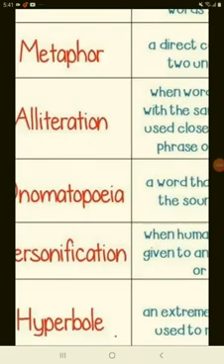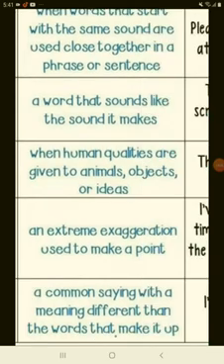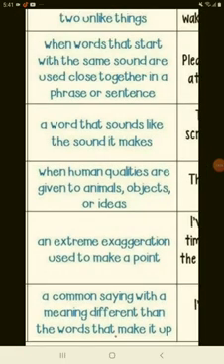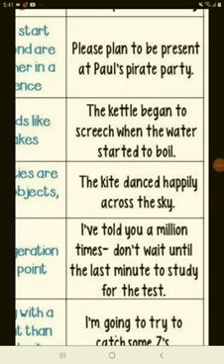Then let us look at the hyperbole. What is a hyperbole? It is an extreme exaggeration used to make a point. Now, exaggeration means to present something in a very, very fancy manner to make it even more difficult or even more powerful than it actually is. Now, let us see how this is. I've told you a million times, don't wait until the last minute to study for the test.